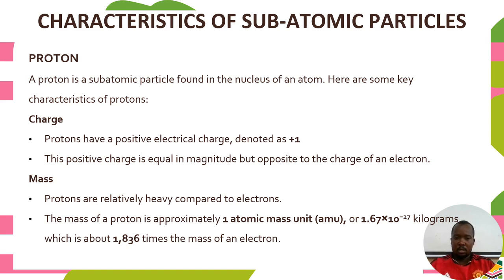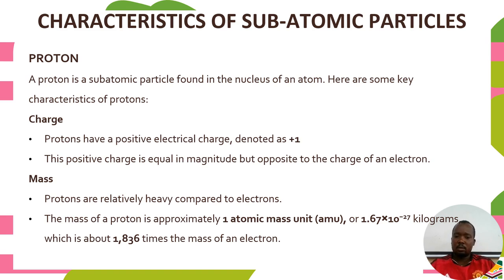Furthermore, this positive charge of the proton is equal in magnitude but opposite to the charge of an electron. So yes, an electron and a proton, in terms of magnitude, in terms of size, are the same. They only differ on the charge, because a proton has a positive charge. Please take note of that, because this is very, very important.